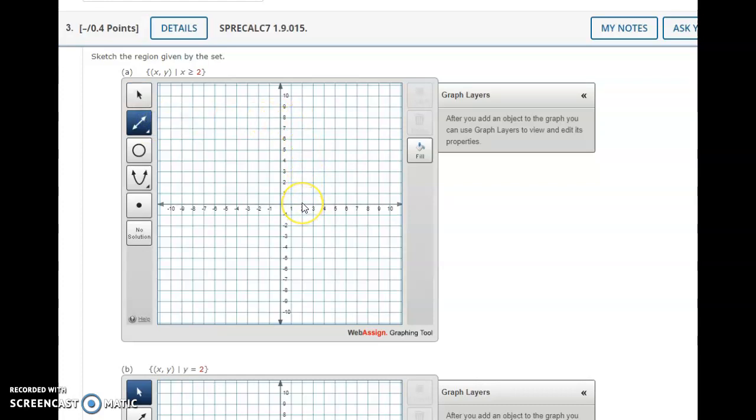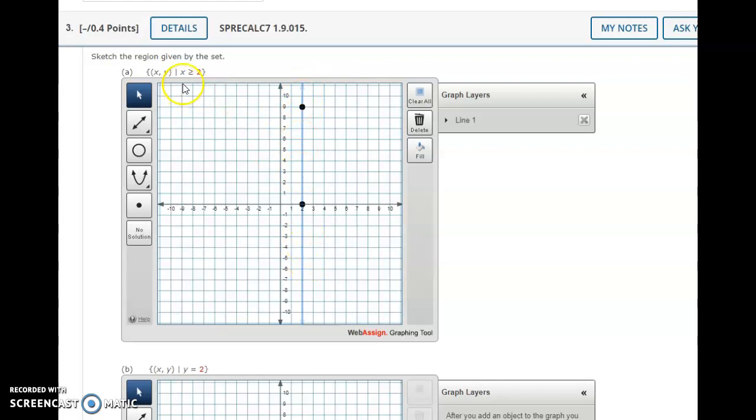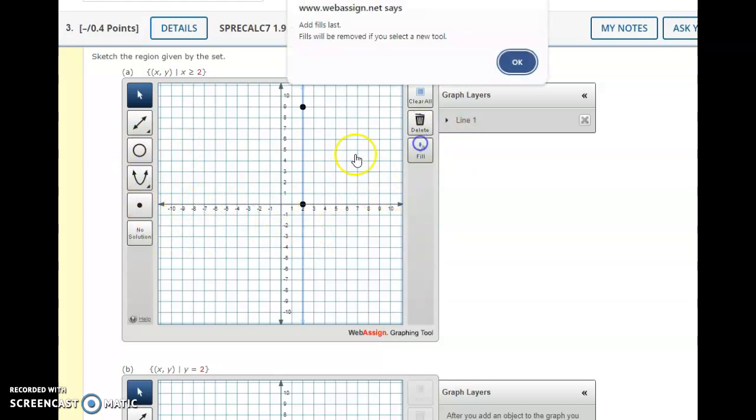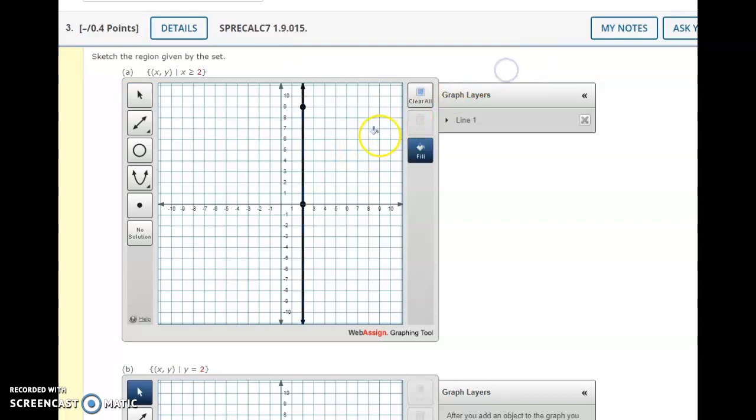It is going to be a vertical line. If we think about what x equals 2 is, it's a vertical line at 2. But this says x is greater than or equal to 2. So it's not only this vertical line, but it's anything above that. So I'm going to fill in the region to the right.